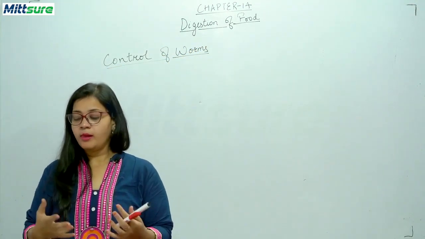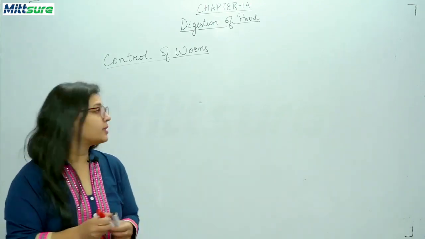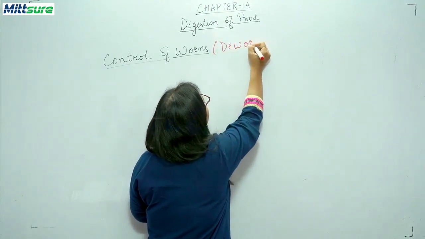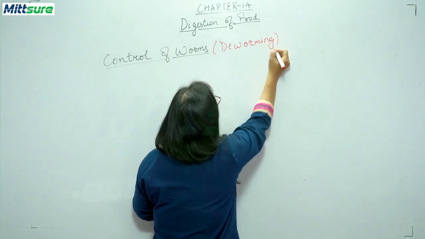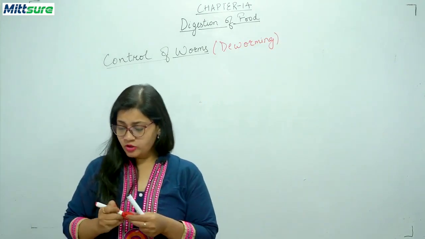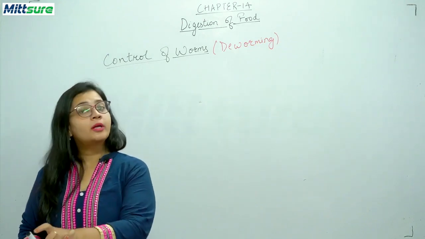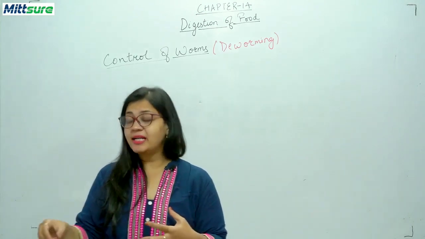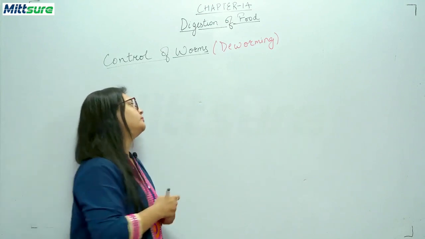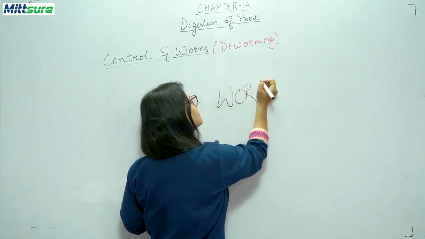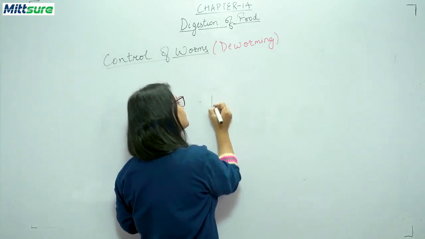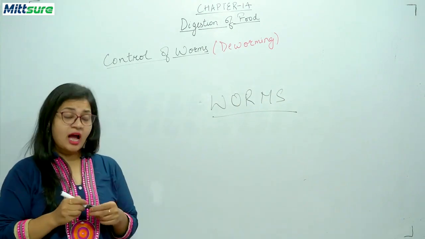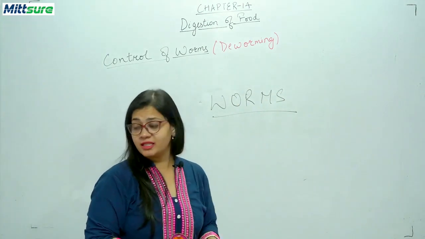Now students, control of worms. Okay, now students, what are worms? There are some organisms that live in our stomachs, and these organisms that live in our stomach are called worms. Okay, how they came into our stomach, we'll be discussing this first.